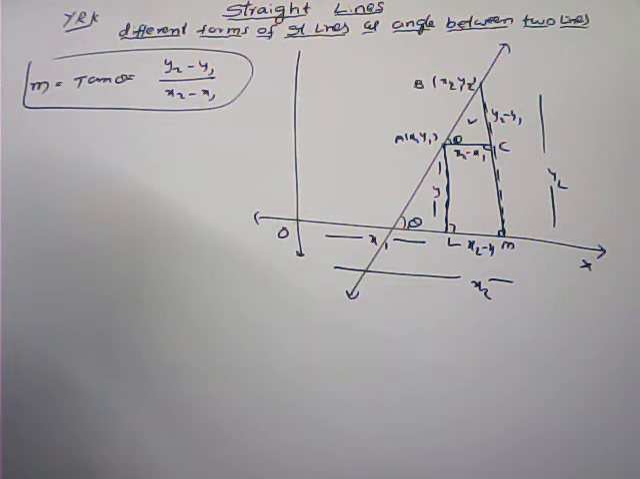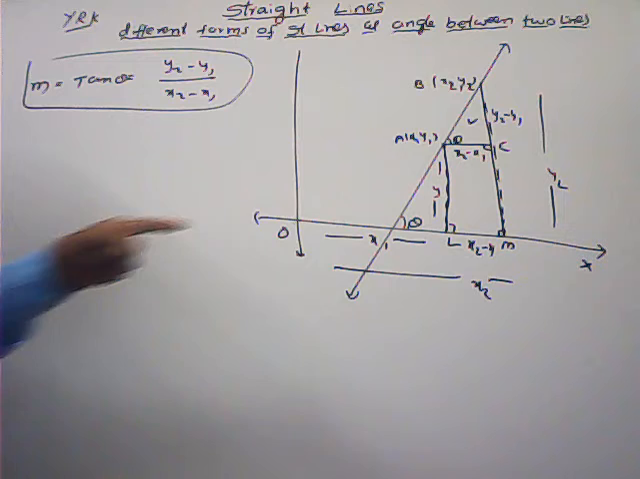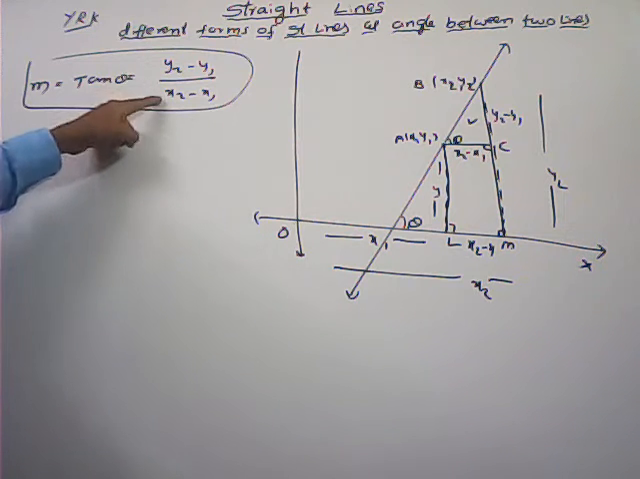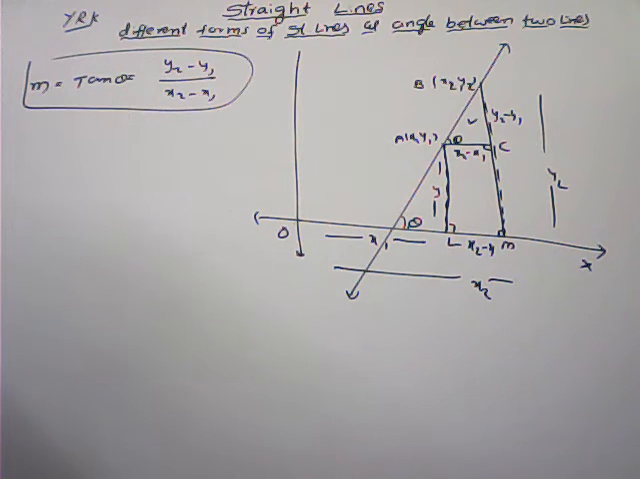On a line, an infinite number of points are there. You can take any two points and see the ratio of the y coordinates to x coordinates. Everywhere we get the same ratio. So slope of a line passing through 2 points we can say is y2 minus y1 by x2 minus x1.